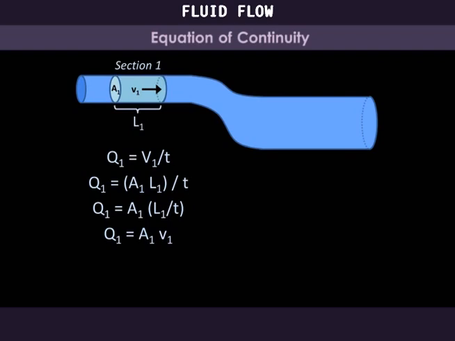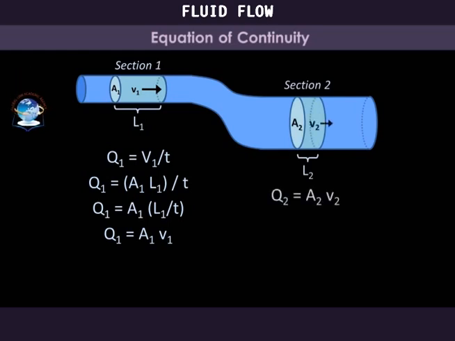With an identical analysis, if we define a section 2 in the wider part of the tube, we will have Q2 is equal to A2 times V2. The volume of the fluid in section 1 must be equal to the volume of the fluid in section 2, and that is easy to see because no fluid gets lost along the tube length. And because A1 is less than A2, then L2 must be greater than L1.